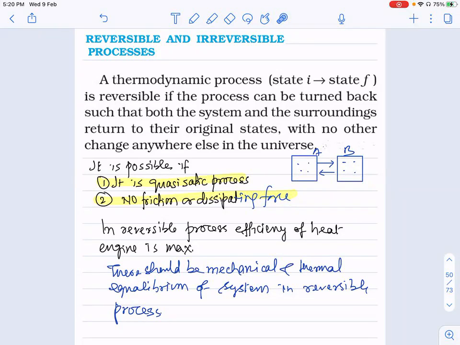Anything to add? Generally processes are irreversible. Thermodynamic processes practically are not reversible, we cannot have a reversible process because some energy will be lost due to friction. The system cannot be brought back to its original state. Okay?